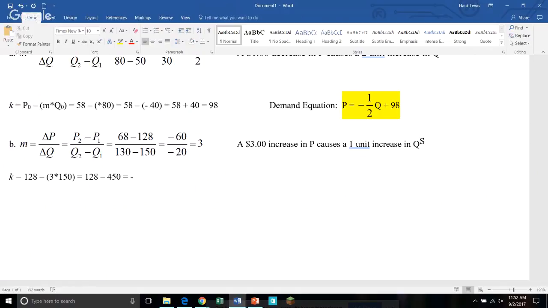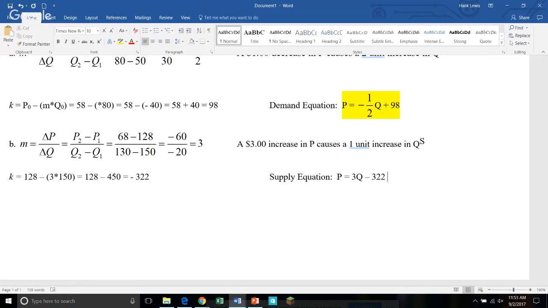450 minus 128, well, that is equal to 322. So 128 minus 450 has to be negative 322. Ta-da! Now, last but not least, we have to declare the supply equation. So I'm tabbing it over here to keep it in a similar spot. The supply equation, P, is equal to 3 times Q minus 322.